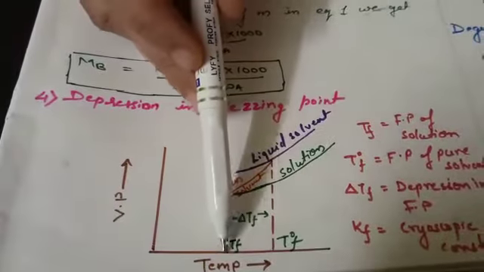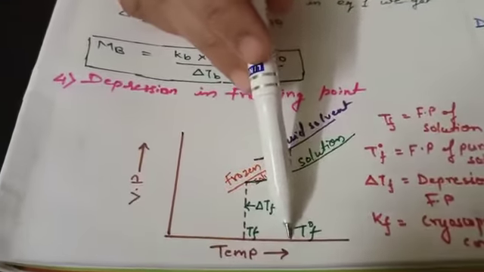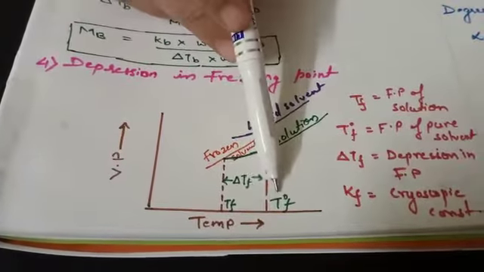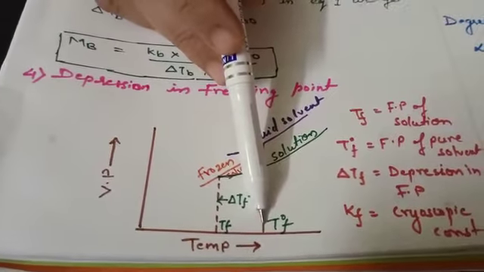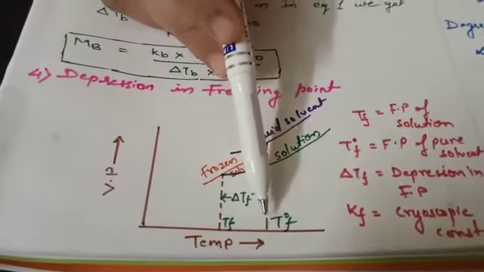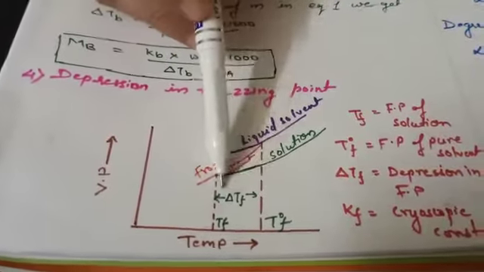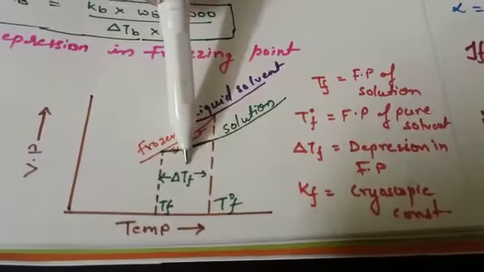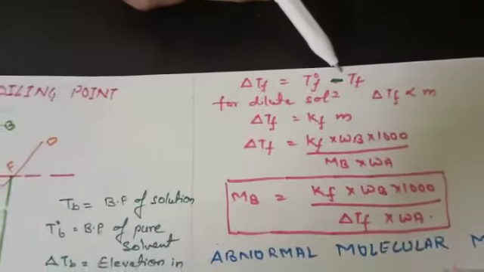So if I plot a graph between temperature and vapor pressure, you can see that T naught F represents the freezing point of a pure solvent, whereas Tf represents the freezing point of a solution. So if a pure solvent freezes at 0 degrees centigrade, to freeze a salt solution, it requires less temperature than that. And again the difference of the temperature is known as depression in freezing point. So del Tf is depression in freezing point. Hence del Tf is equal to T naught F minus Tf.